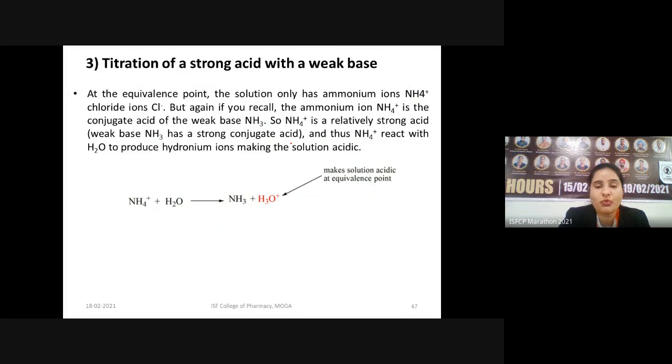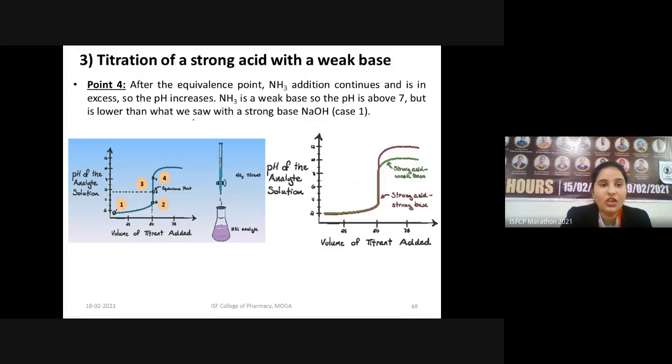In the case of titration of a weak acid with a strong base, the pH was basic because of the OH negative ions produced. Now, in the case of the titration of a strong acid with a weak base, the pH is low because of the production of hydronium ions by ammonium ions. The fourth point is the point after the equivalence point.